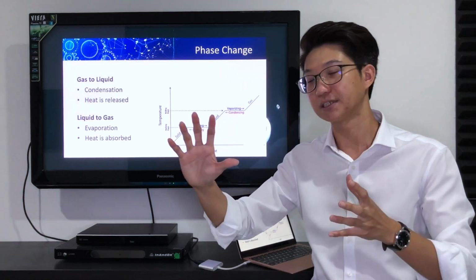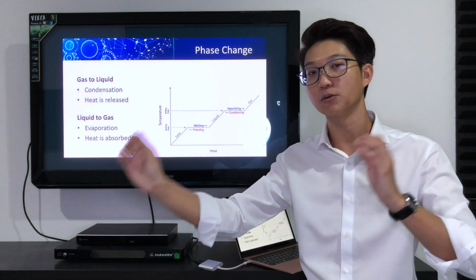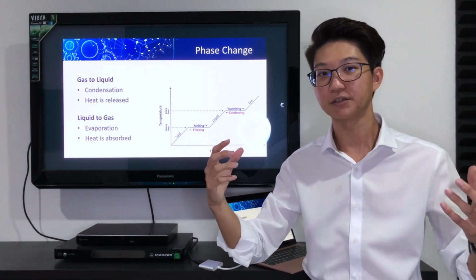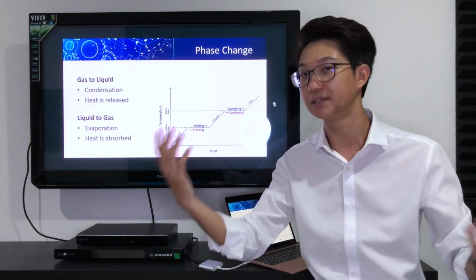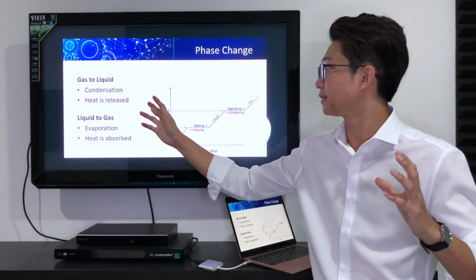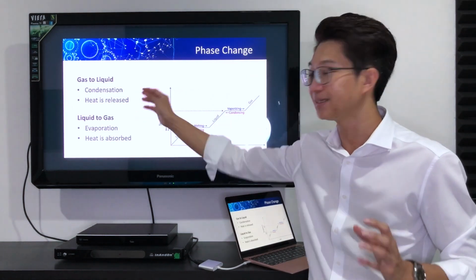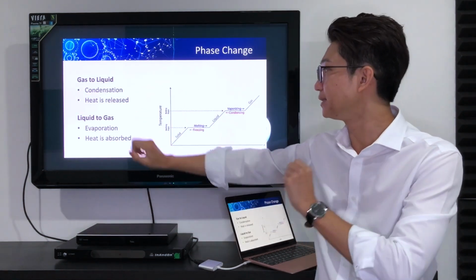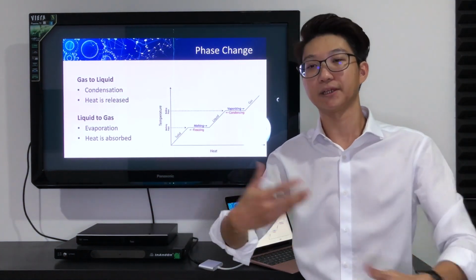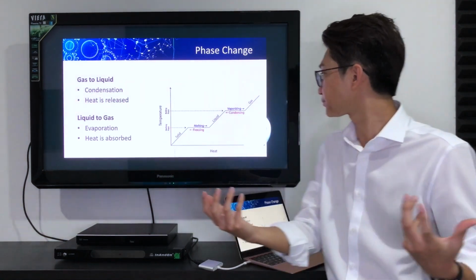The phase change process: going from gas back to liquid, we call it condensation. To understand how an air conditioner works, we must talk about condensation and evaporation. It's all about phase change. During condensation, heat is released. Then from liquid to gas is evaporation, which is like boiling. You boil water, so heat is absorbed and then it boils.